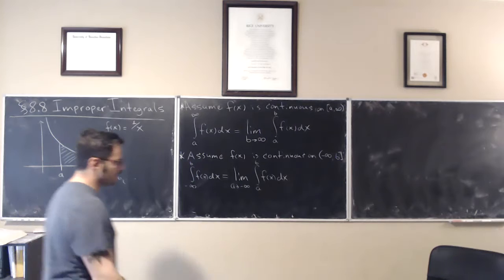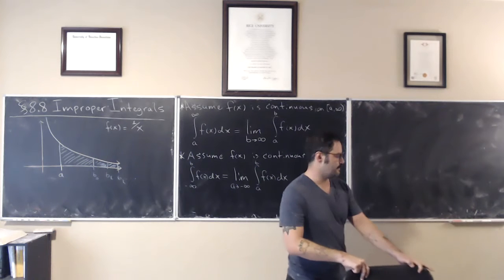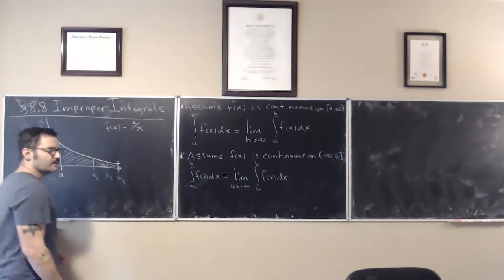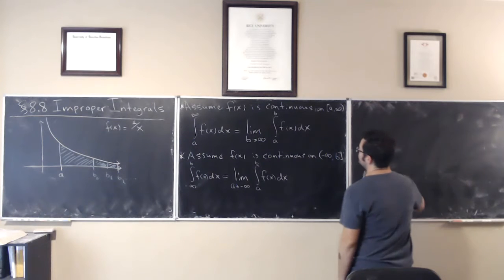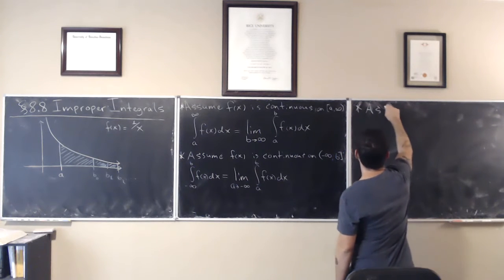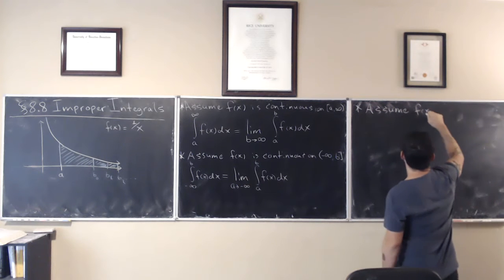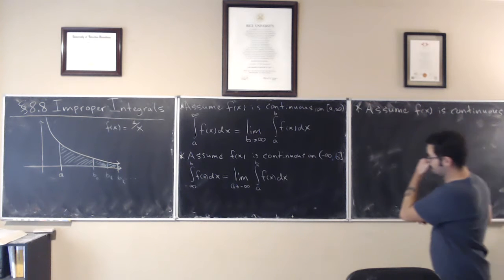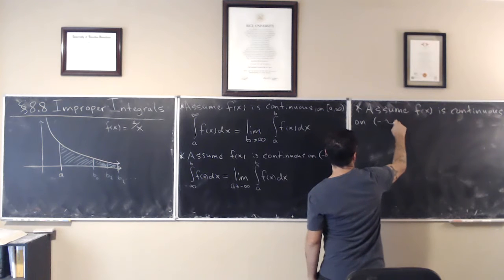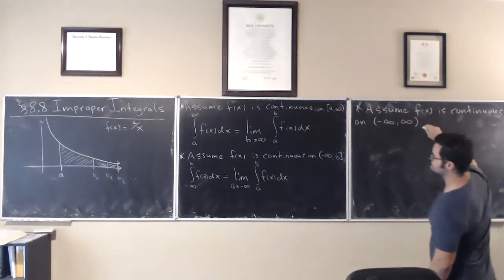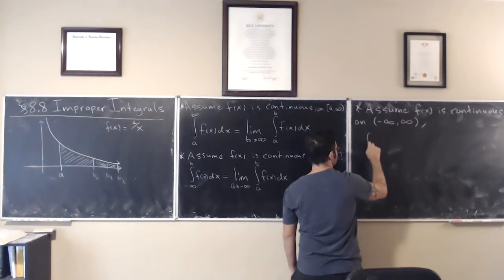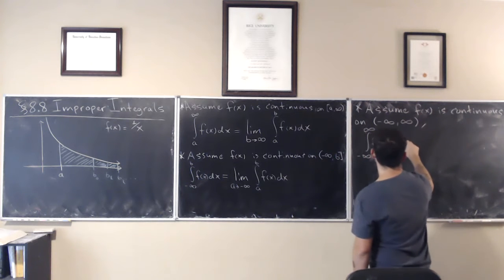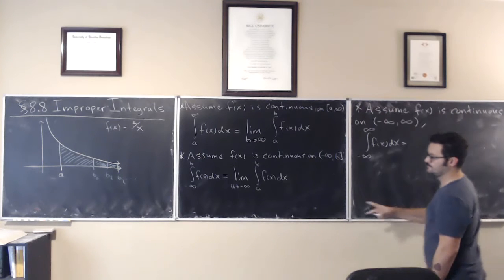Okay. And then finally, there's one more that we can define in a valid way. And that's if we just take a and b and we let them both go to negative infinity and infinity respectively. So under that scenario, if we assume f of x is continuous on all of R, then we can define the integral from negative infinity to infinity as the sum of two of these.